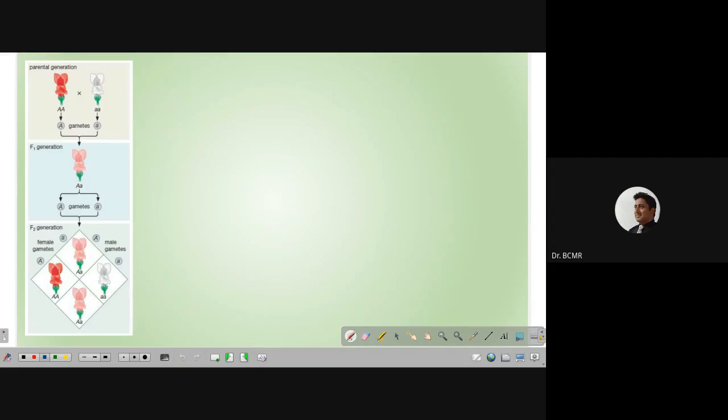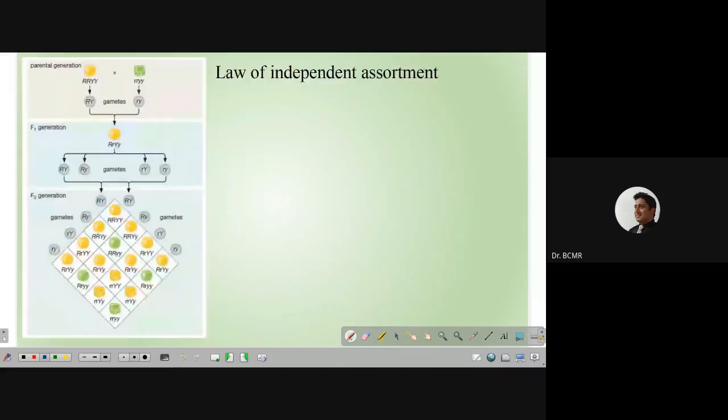And we also discussed dominance, codominance, where both the characters are expressed. And here I only want to talk about what is meant by independent assortment. Say, for example, we are talking about two traits. That is when we talk about a dihybrid cross. That means in the cross, we are evaluating two different traits.